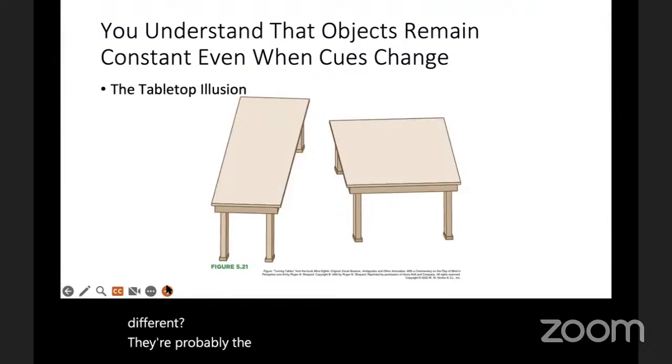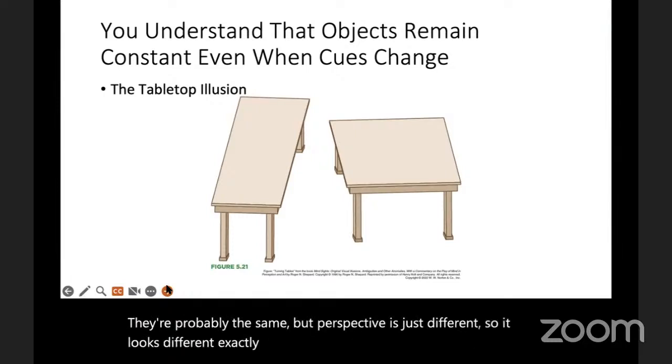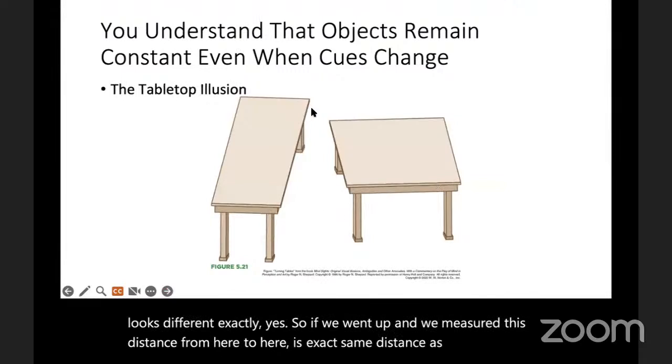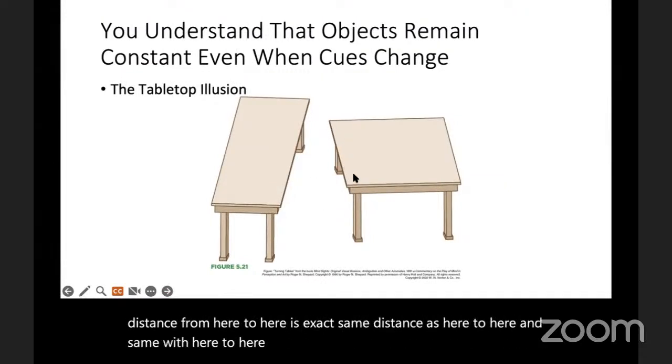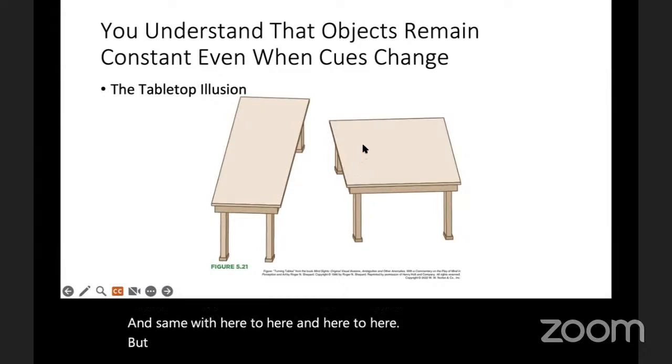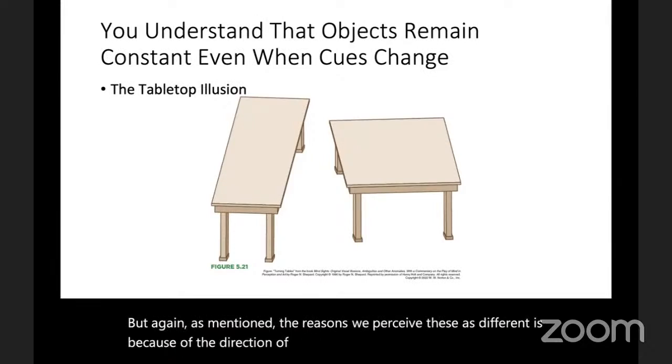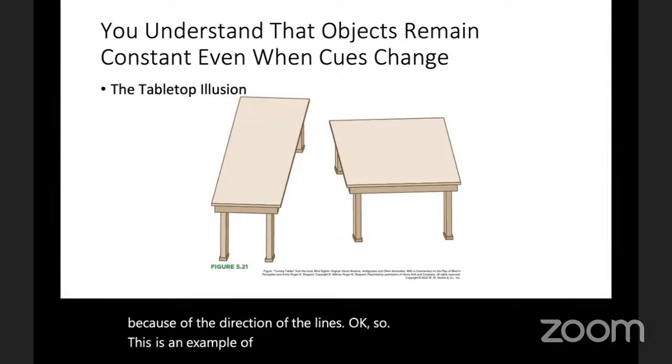Probably the same, but the perspective is just different, so it looks different. Exactly, yes. So if we went up and we measured this distance from here to here, it is the exact same distance as here to here, and same with here to here and here to here. But again, as mentioned, the reason we perceive these as different is because of the direction of the lines. Okay, so this is an example of illusions, right? Let's take a look at another.